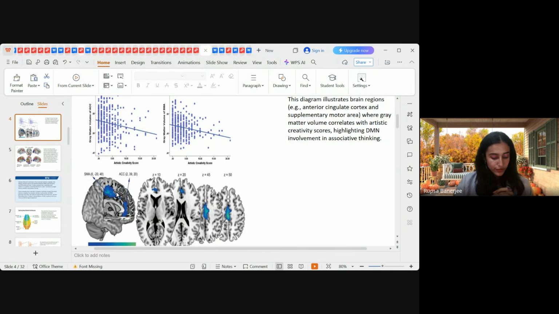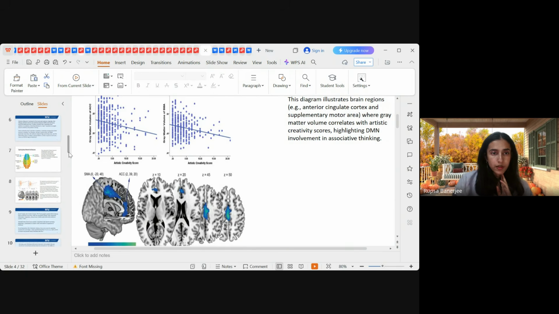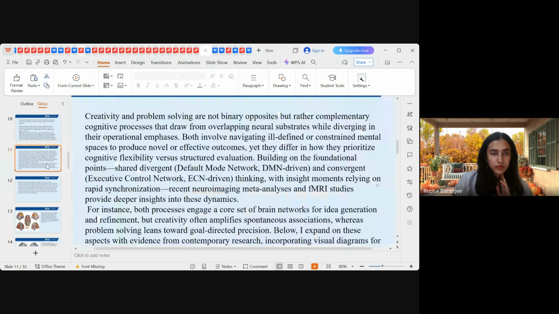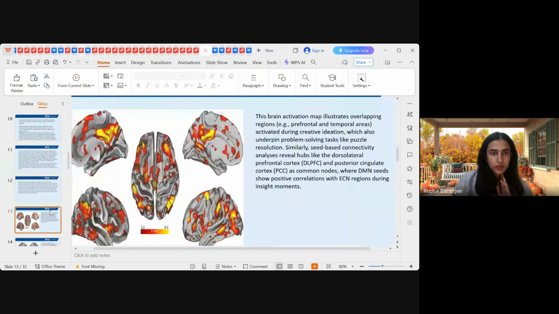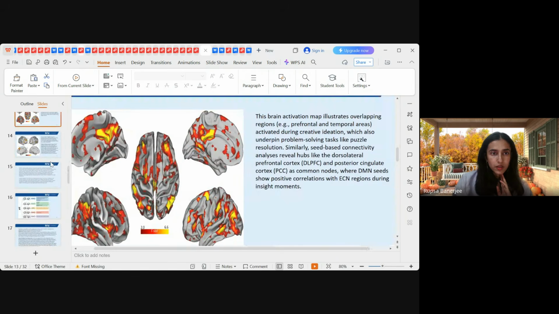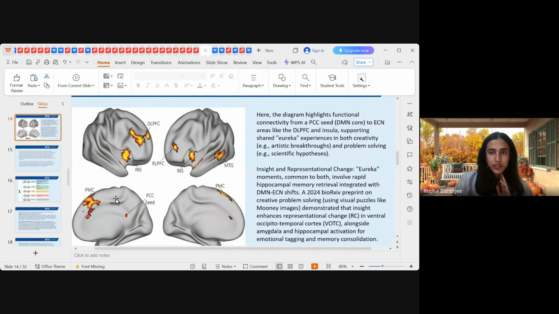And then you find that the executive control network. Okay, let's go back to that particular slide. So the executive control network.